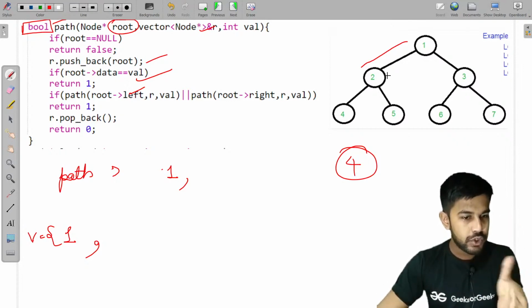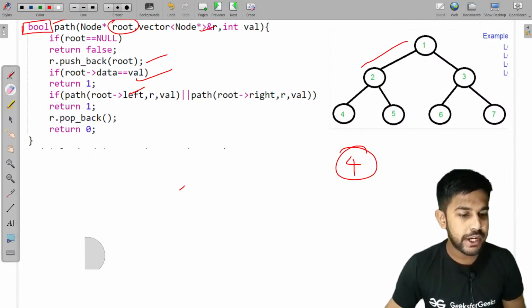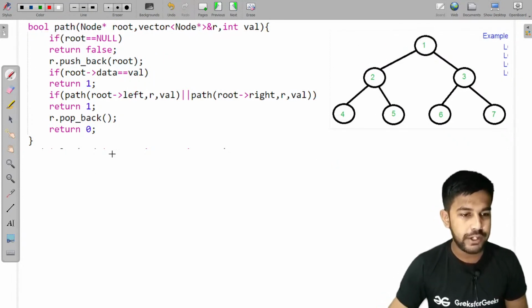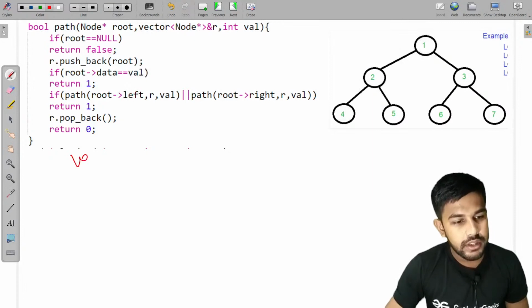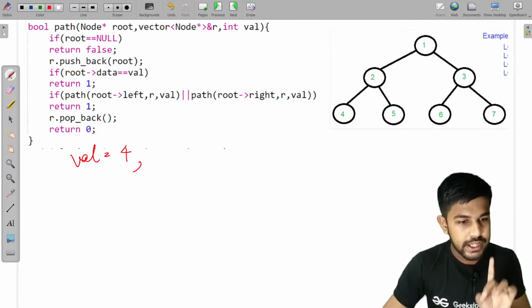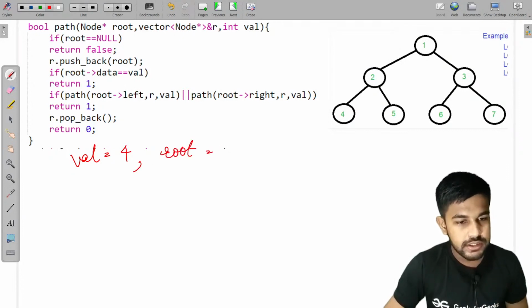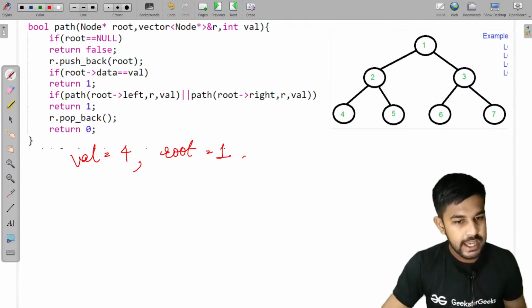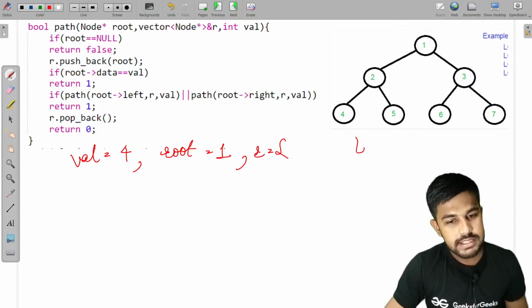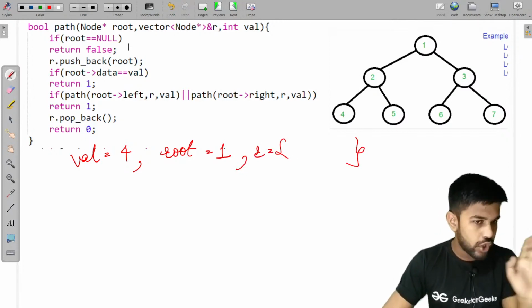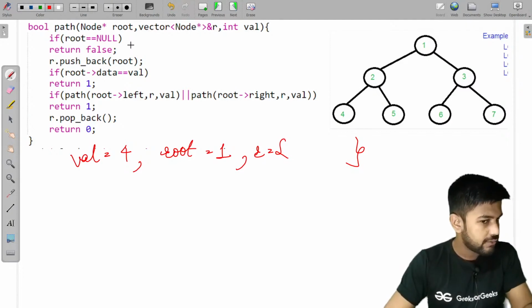So let's try to draw a tree. Here the value is 4. The root initially is 1, and the path is empty for now. We came here, and the base condition won't be hit, because this base condition would only hit if the root is null.